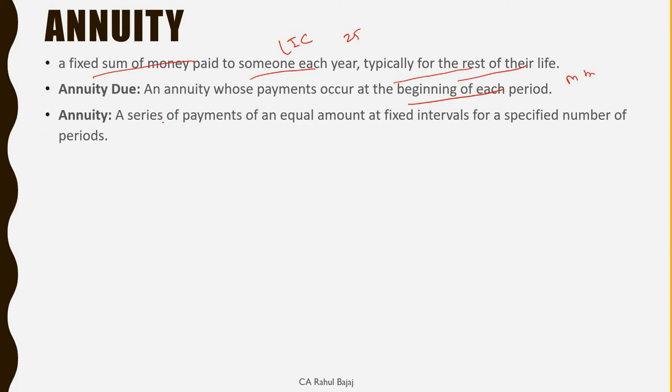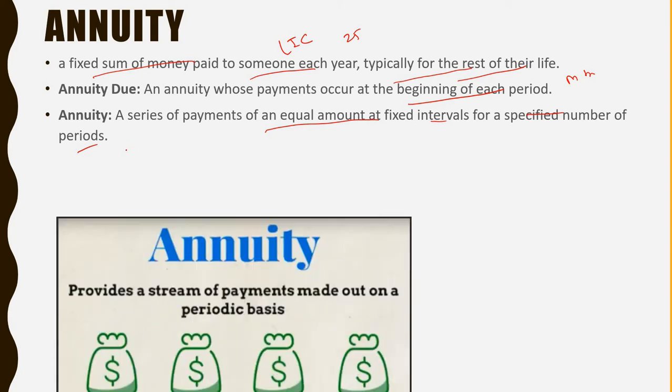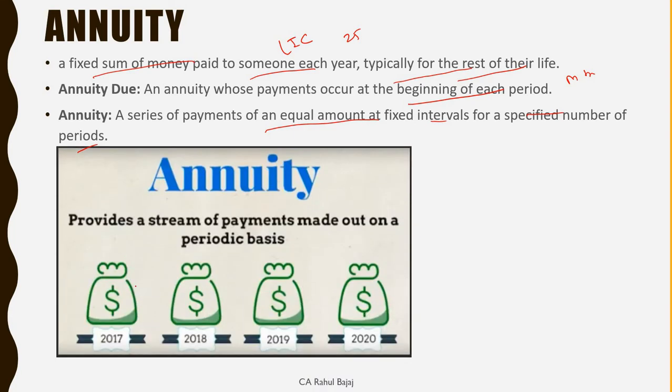Next point is annuity. Oh, sorry, the same point. A series of payments of equal amount fixed at intervals and for a specified number of periods. I have explained the same concept again. So what is annuity? In 2017, I deposited some money. In 2018, the same amount. 2019, the same amount. A stream of payments made on a periodic basis. So that is my annuity.